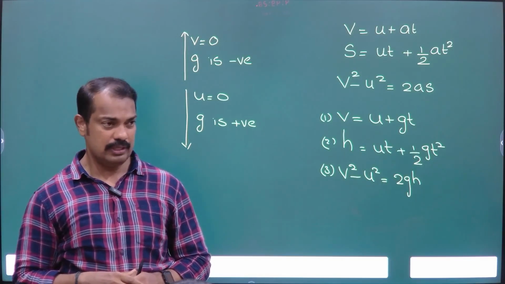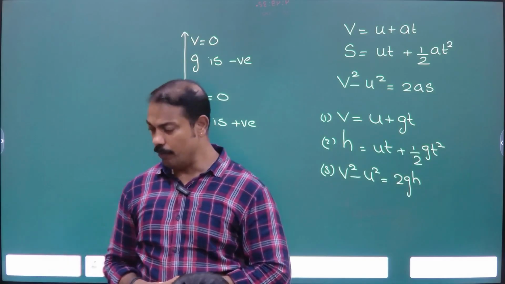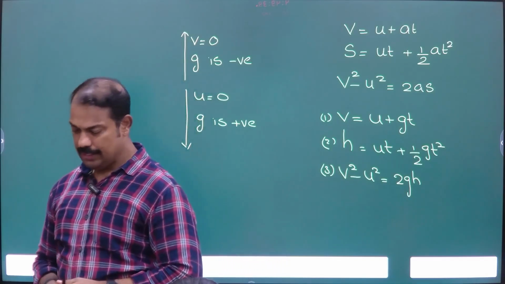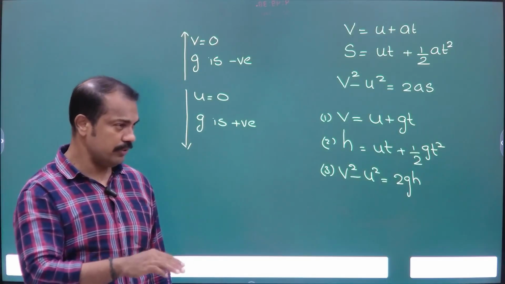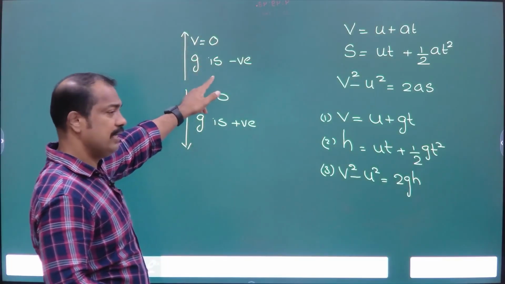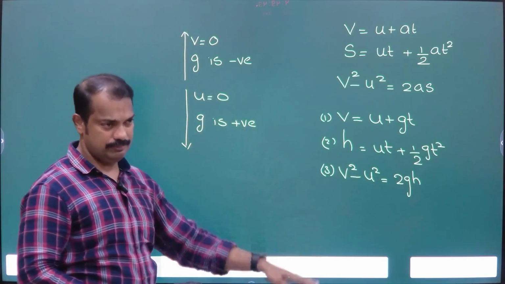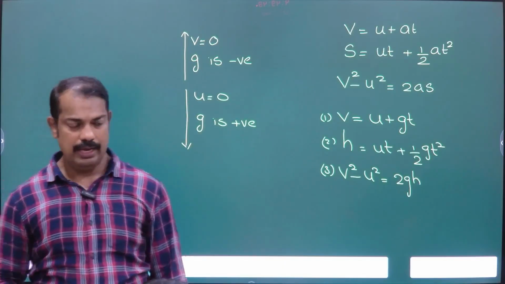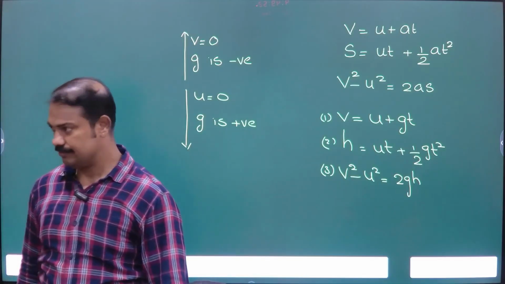This part is clear? Note it down in your copy once. Now the numerical question based on this one. In numerical, first you have to check the motion, upward or downward. If it is upward, we can write V equal to 0, G negative. Downward motion, U 0, G positive. And time of ascent is equal to time of descent.